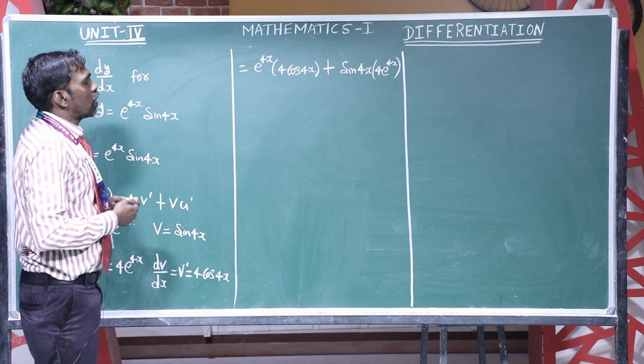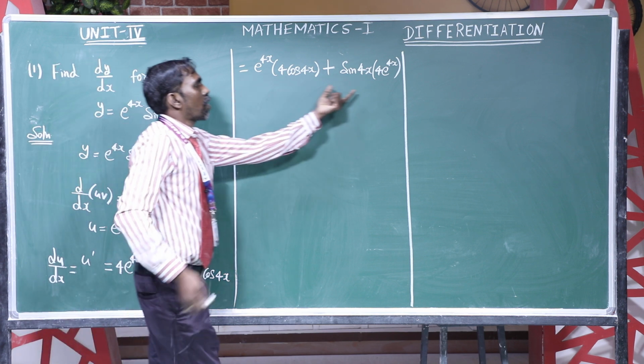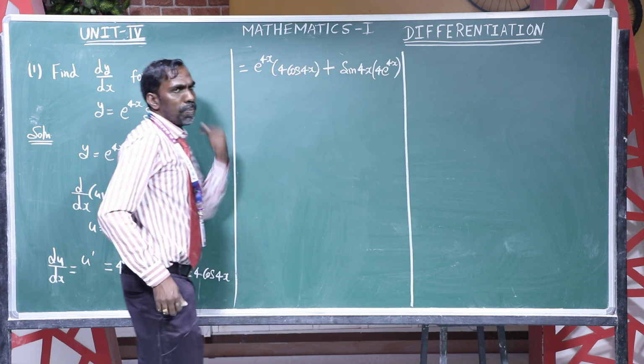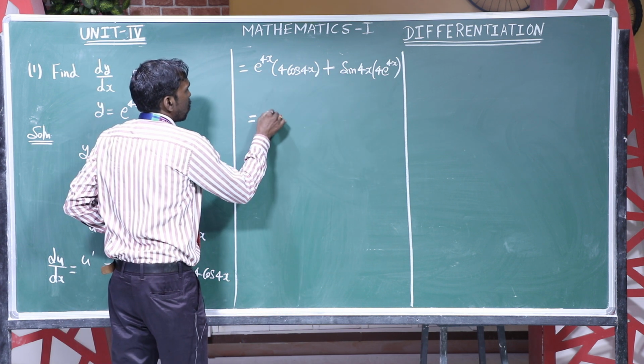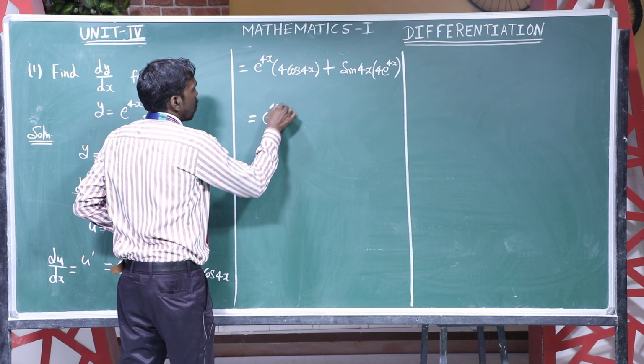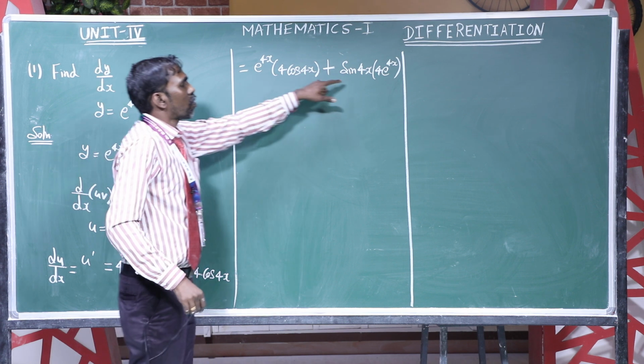Which term will be common here? Here there is e power 4x, and here is also e power 4x. I can take e power 4x as common. Now take e power 4x, and one more term will be common: here is a 4, and here is also 4.